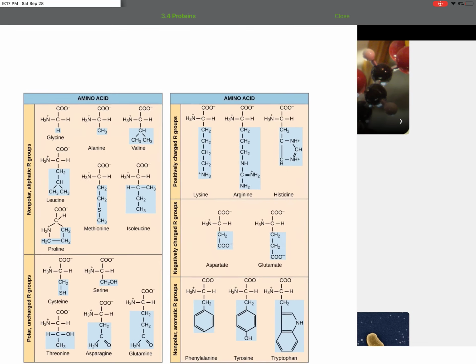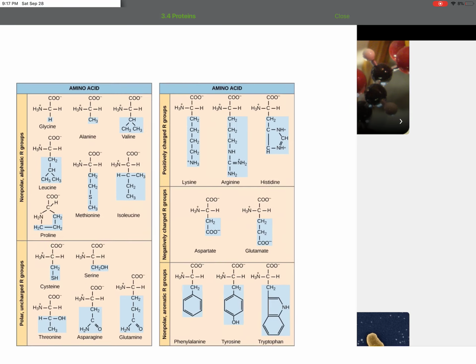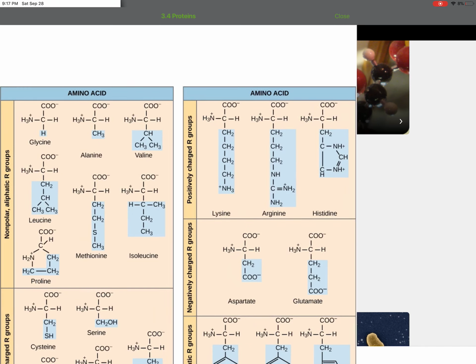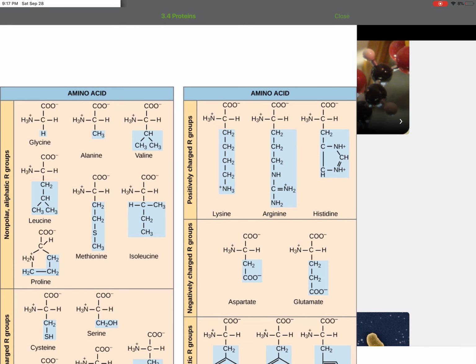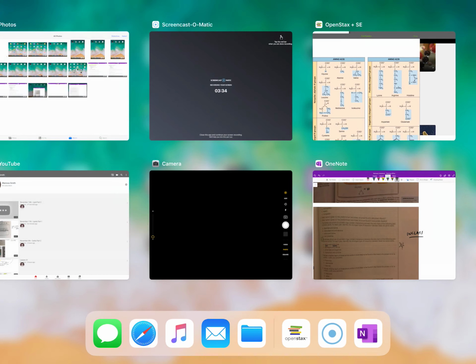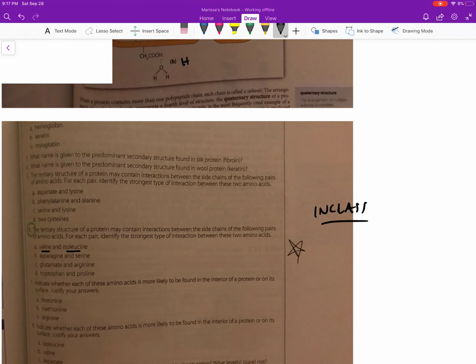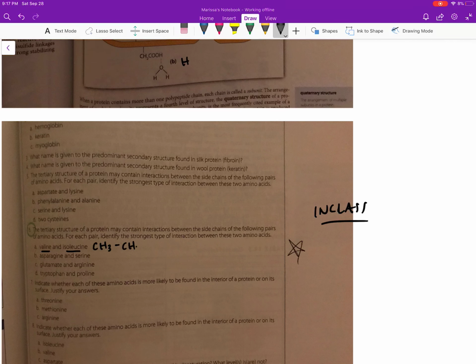So valine, I'm going to zoom out now, is CH3 and CH3. And isoleucine is another R group. They're right next to each other, right in front of the screen. So the type of force that occurs between CH3 and CH3, we said, is dispersion.